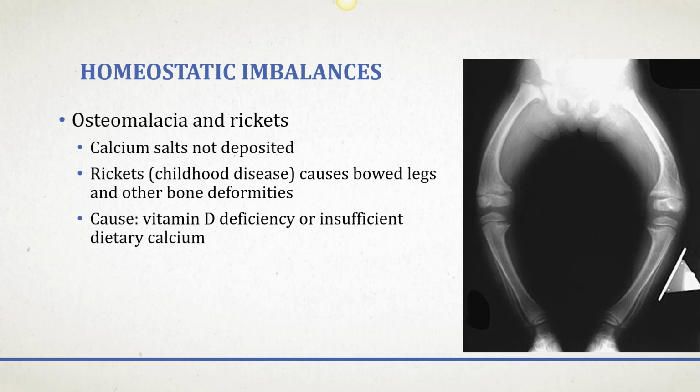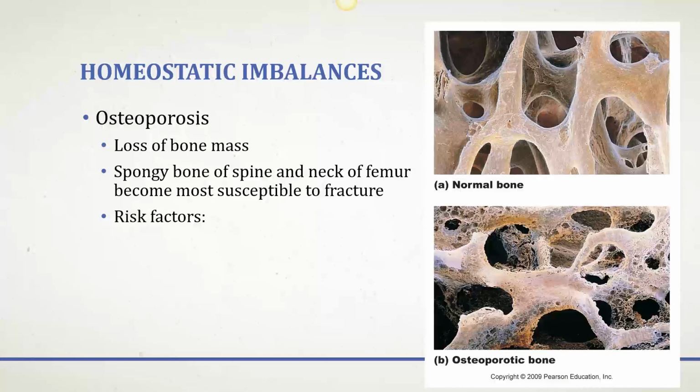We're talking about a severe bowing of these bones, and the cause is a vitamin D deficiency or deficiency in dietary calcium. So this is actually a medical condition, not something that the child would grow out of easily. Osteoporosis. So that's when the spongy bone becomes really porous and you have a loss of bone mass.